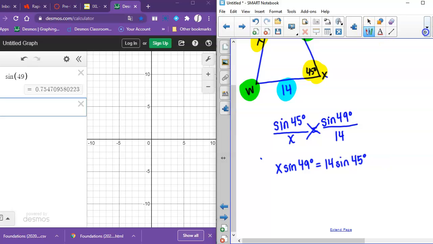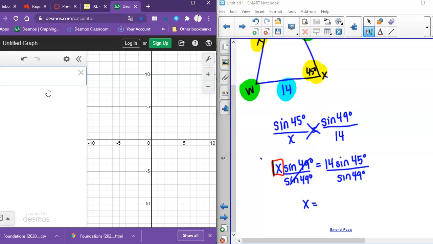I know that what I want to solve for here is this X. So to solve for that X, I need to divide both sides by sine of 49 degrees. And so if I divide both sides by sine of 49 degrees, then I've got X equals all of this stuff right here, and I can just type everything into Desmos at one time. So I'll have 14 sine of 45 over sine of 49. And I'm going to get my answer here, which is 13.117 if I round that to 3 places.